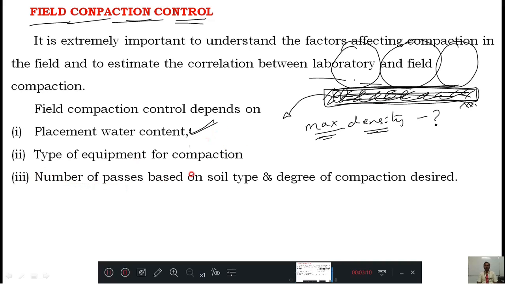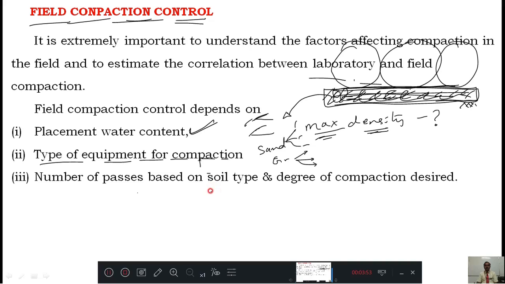Then the type of equipment for compaction. See, we have different types of soil. We have clay soil, and in clay also we have high plasticity and low plasticity clays. Silt also, high plasticity and low plasticity. And sand is there. In sand also we have 3 types: coarse sand, medium sand, and very fine sand. And gravels are there. In gravel also coarse gravels, fine gravels, and medium gravels are there. Therefore, based on which type of soil is on the ground, you need to select the equipment you are using for compaction. That we are studying in the next video.